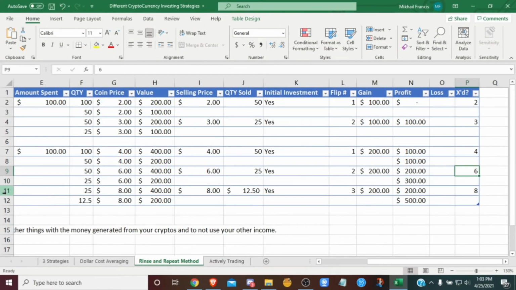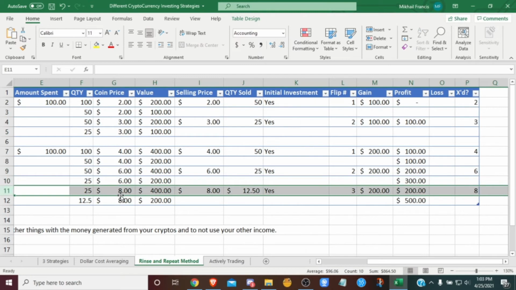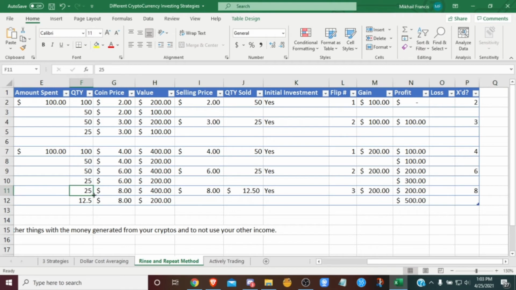Now let's take a look at line 11. The price of that coin goes up again to $8. So you decide to sell half again. So you sell half, 25, half of the example coin, and you only have 25 remaining at $8 when the value is at 100. So your selling price is at $8. The quantity sold is 12.5, half of 25. You already have your initial investment. That's your third flip again. You gained $200 and you profited $200.